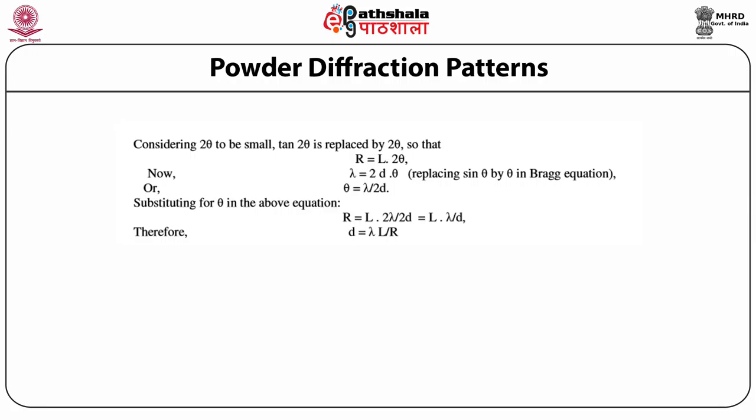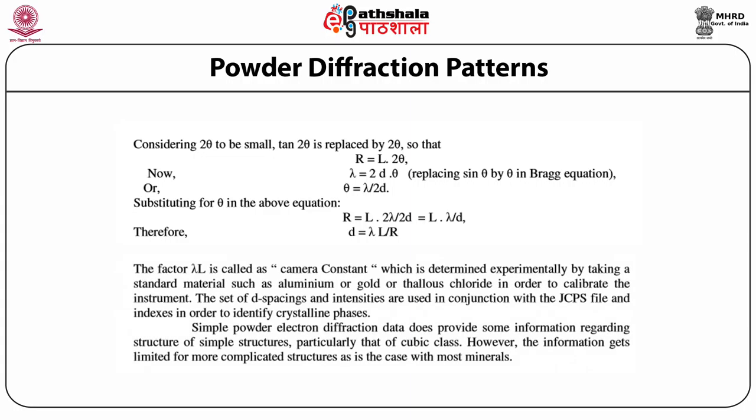Now, since lambda is equal to 2d into theta, if we replace sine theta by theta in the Bragg equation, then theta will be equal to lambda upon 2d. Substituting for theta in the above equation, R is equal to L into 2 lambda by 2d, which is equal to L into lambda by d. Therefore, d is equal to lambda L by R. The factor lambda L is called the camera constant, which is determined experimentally by taking a standard material such as aluminium or gold or thallous chloride in order to calibrate the instrument.